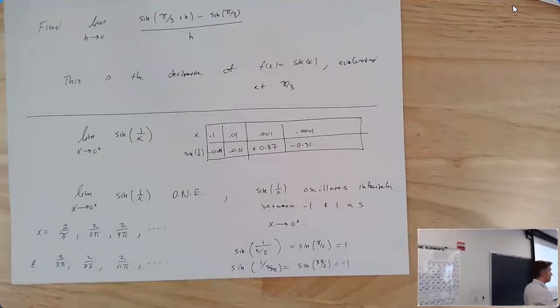But wouldn't you be able to do the same thing with sine of just x? It wasn't sine of 1 over x. No, definitely not. What would be the difference? Well, if I plug in these values into sine of x, I'm going to get sine of smaller and smaller numbers, which are going to get me closer and closer to 0.